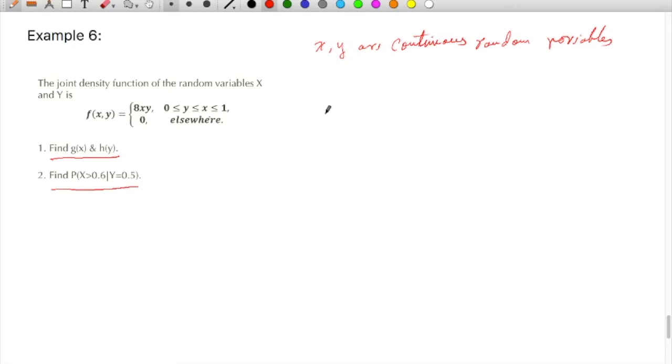First see, g(x) will be nothing but the integration from minus infinity to infinity of f(x,y) dy. But your condition is that y varies from 0 to x and x varies from y to 1. So in this case y varies from 0 to x, so the integral from 0 to x of 8xy dy. That will give us a value.